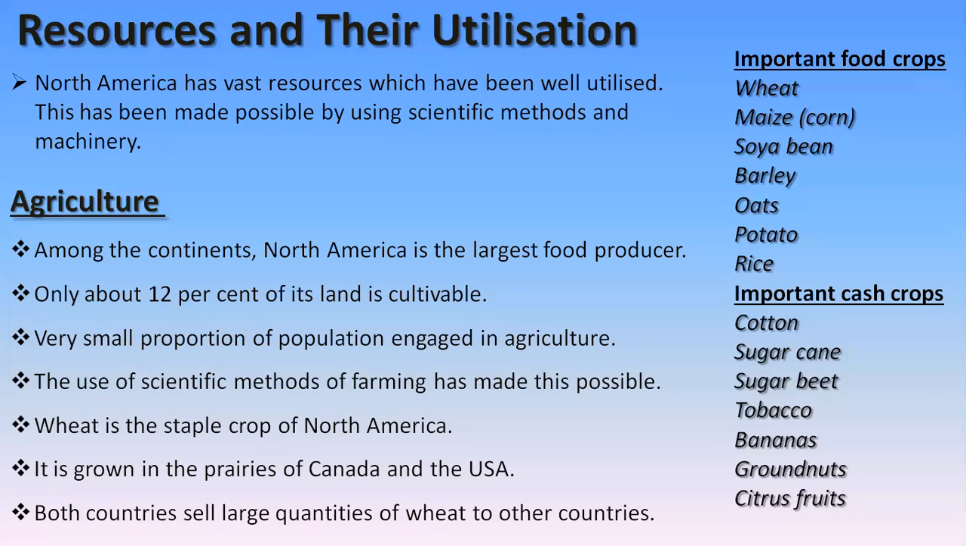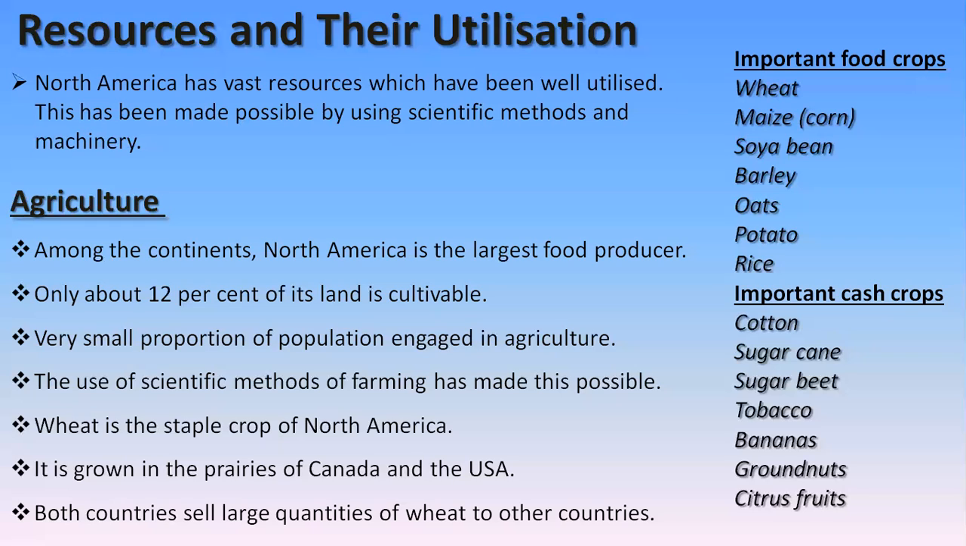Wheat is the staple crop of North America. Apart from this, some important food products we can see on the right side: wheat, maize, soybean, barley, oats, potato, rice. These are the important food crops that are grown in North America. And apart from this, you can find some of the cash crops which are produced in North America, that is cotton, sugarcane, sugar beet, tobacco, banana, groundnuts, and citrus fruits. These are the other important cash crops which are grown over North America.